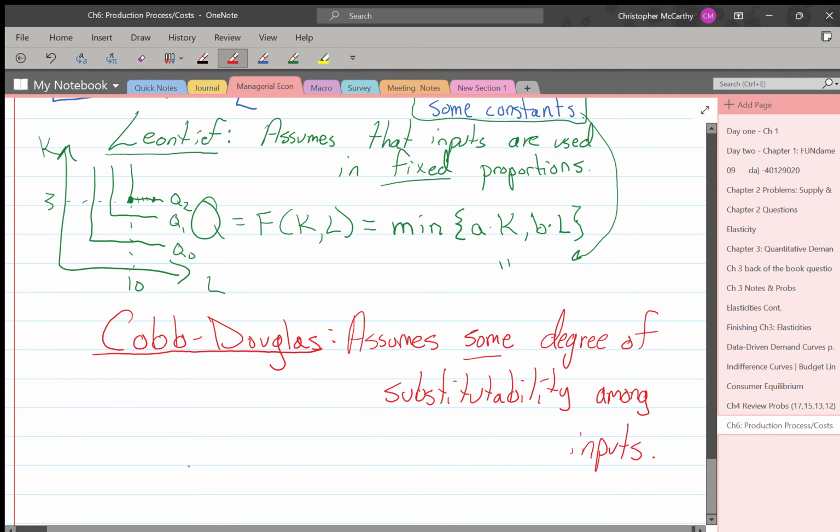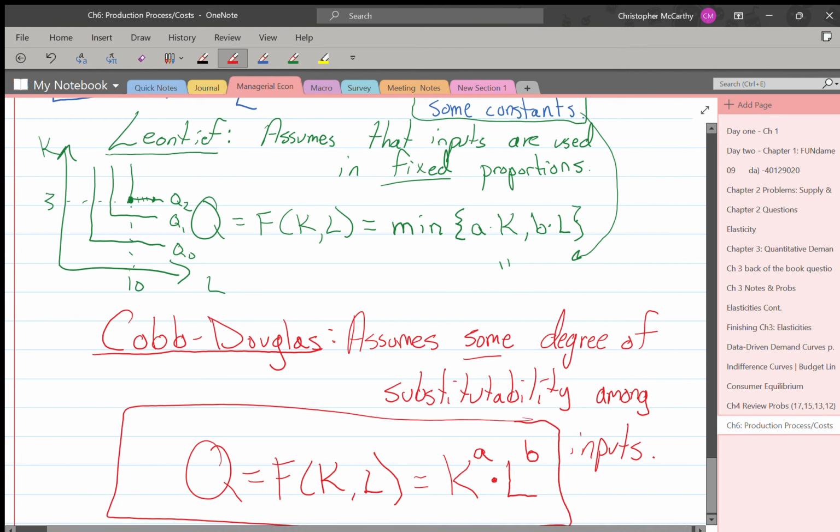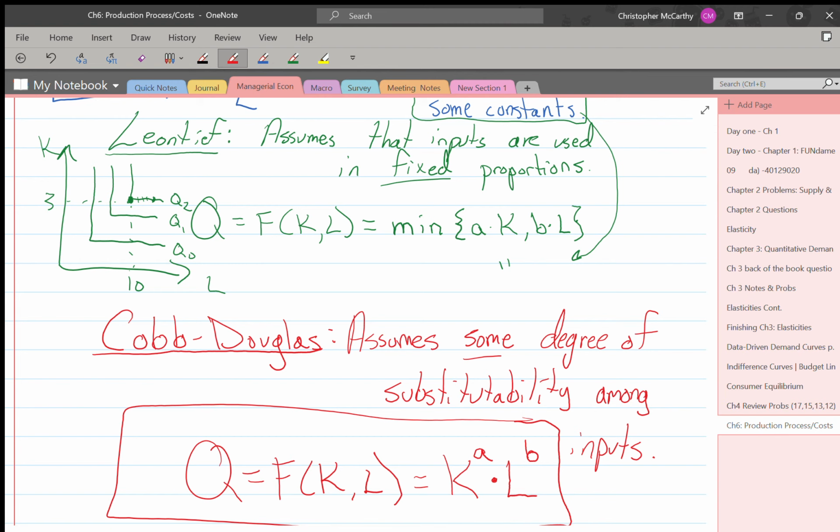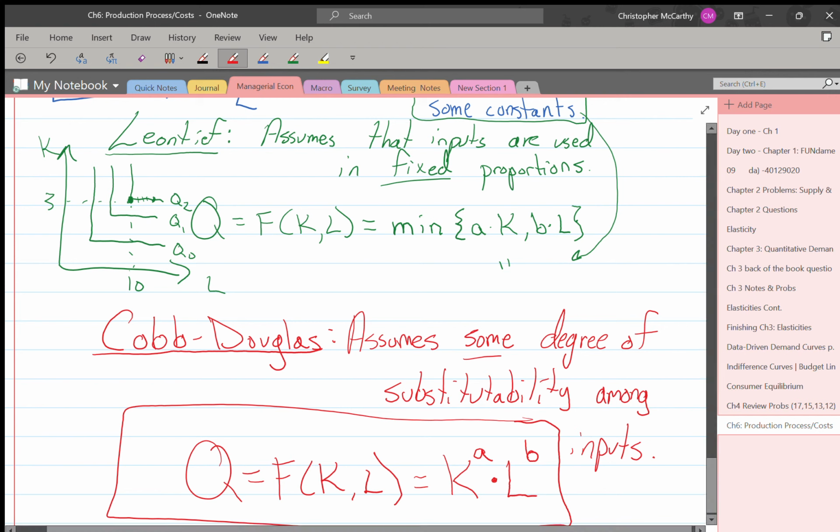This looks like maybe your worst nightmare, hopefully not. It's going to be capital to the A power times labor to the B power. And this is the gold standard. This is pretty much all I worked with in economics when I was doing this kind of stuff in grad school. It was all Cobb-Douglas production functions. We never did linear functions. We very, very rarely did a Leontief function. So this is the bulk of what we're going to be focusing on in class on Friday.